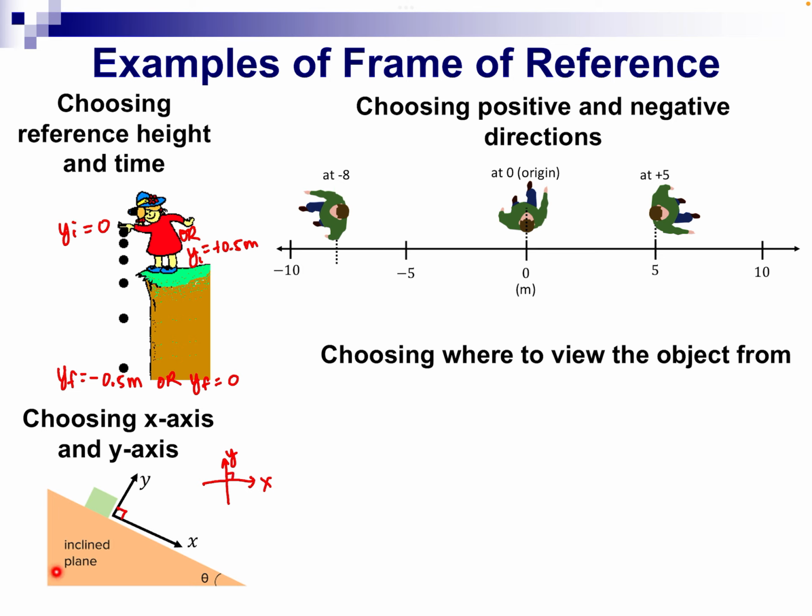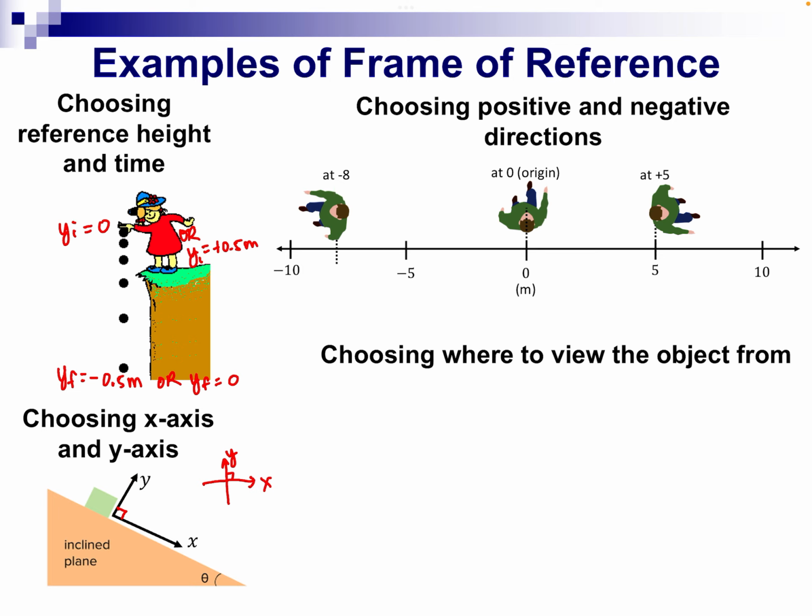This choice of orientation for the x and y axes we will find useful when we analyze, for example, an object sliding down an inclined plane, so that we assign the x-axis to be along the direction of motion, parallel to the incline of the plane. We will look at a more detailed example of this when we go to our lecture on forces.